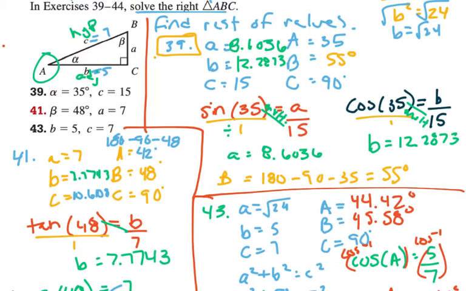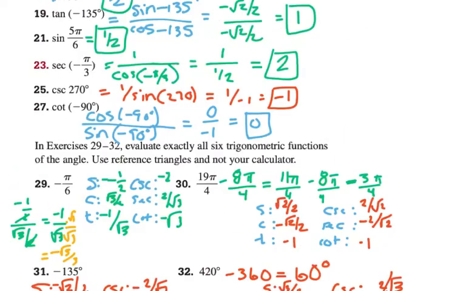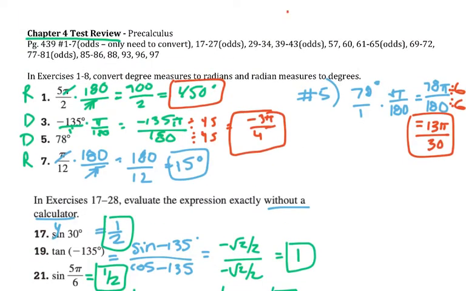Alright. So that's the first half of the chapter 4 test review. So we went from 1 to 43.